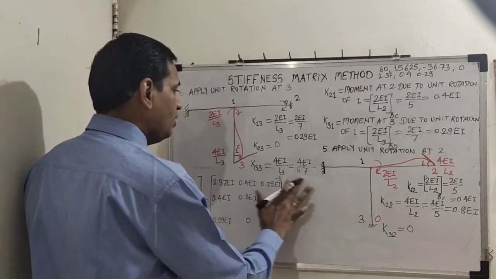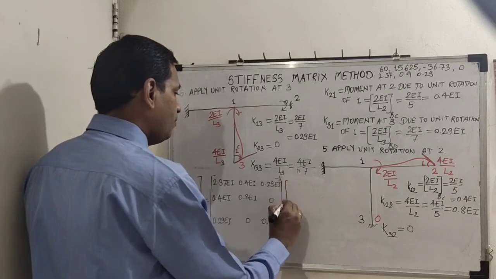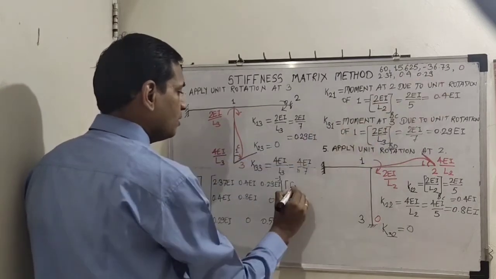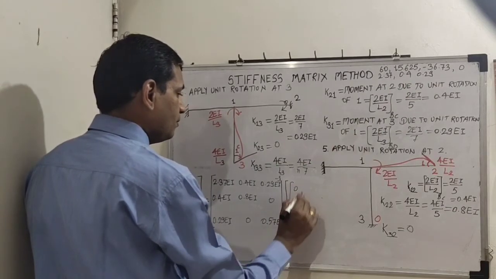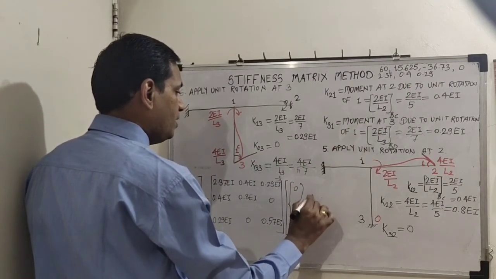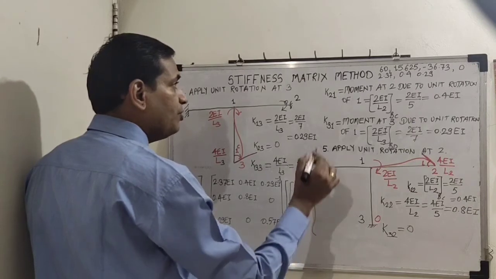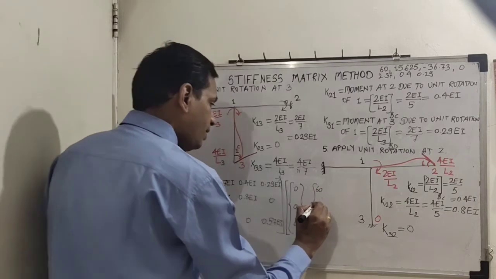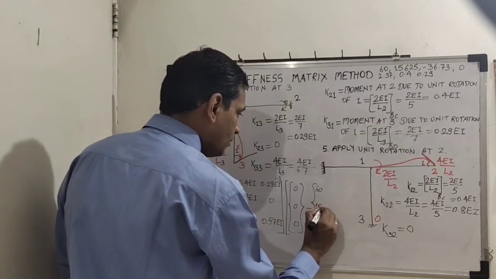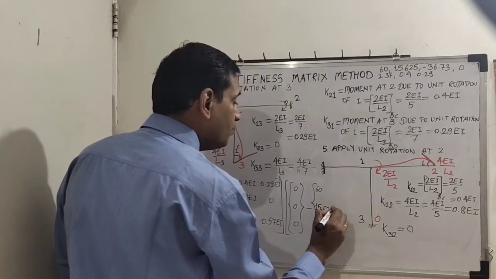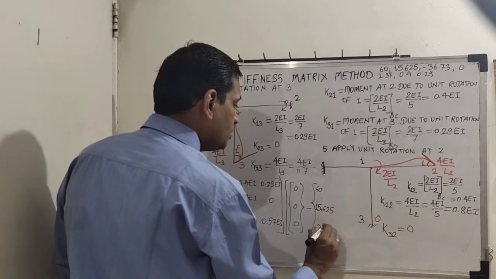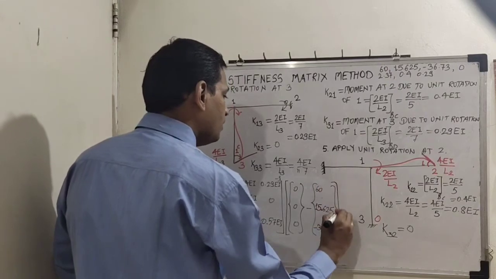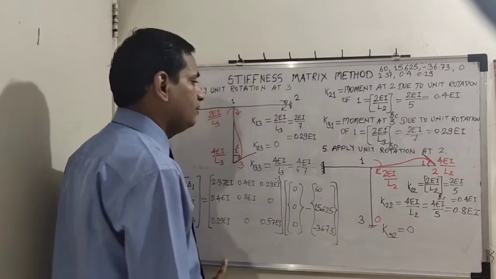So the inverse of this matrix, into P1, P2, P3, all of which are 0 here, minus PL1 60, PL2 15.625, and PL3 minus 36.73. Now we have to solve the inverse of this matrix.